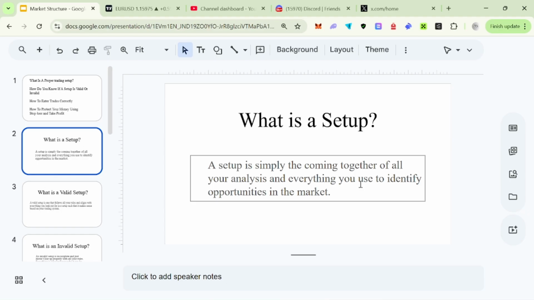Now, once a setup has been identified, what comes next? What comes next is patience. You are not just jumping into the trade, you are waiting for your signal. Now let's go on a real-time chart to see what that looks like.